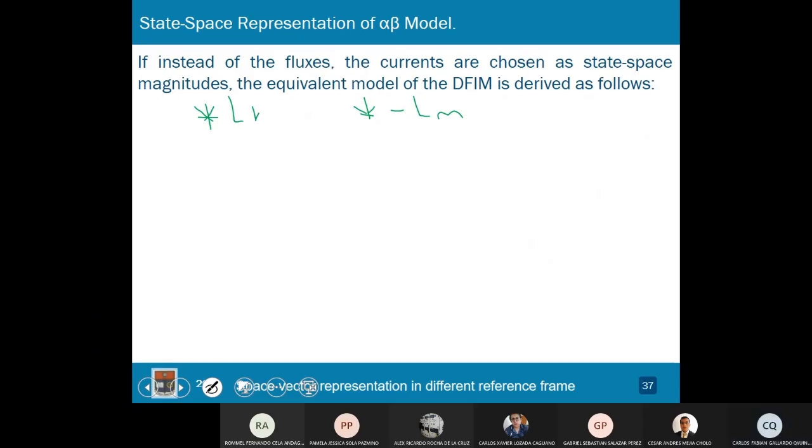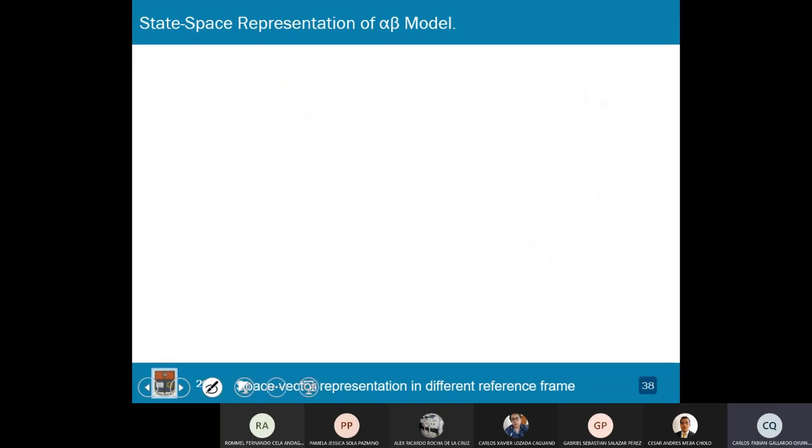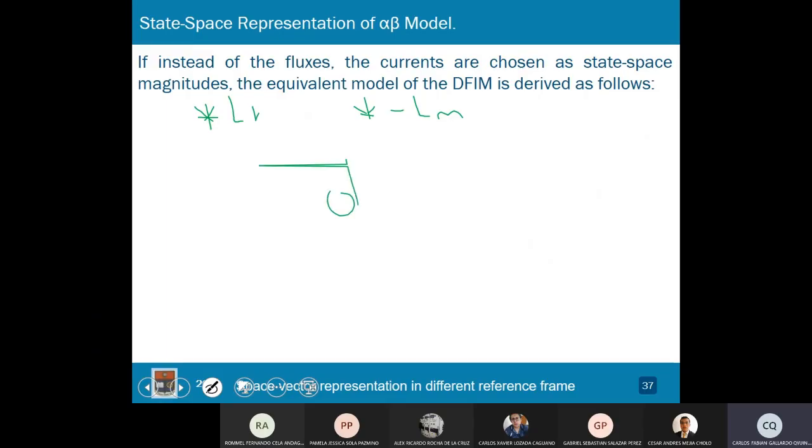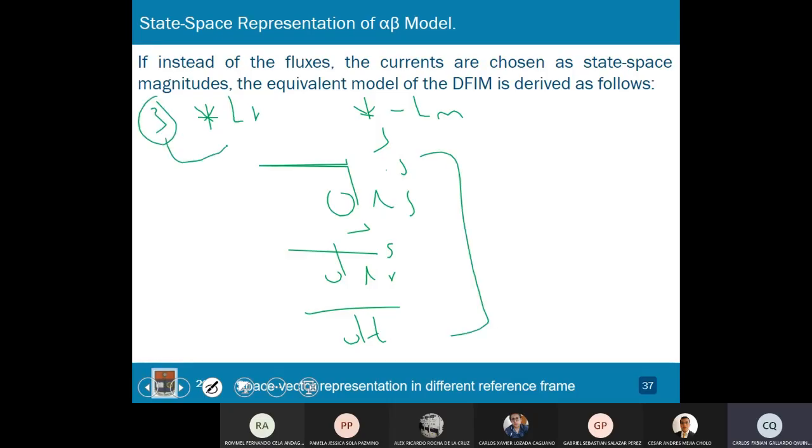Okay? So therefore, solving these 2 by 2 equations, I will get the stator current space vector and the rotor current space vector. The first equation is equation number 3 times the rotor inductance, and equation number 6 times the magnetizing inductance. Solving this 2 by 2 equation, I will get the derivative of the stator current space vector and the derivative of the rotor current space vector, okay?